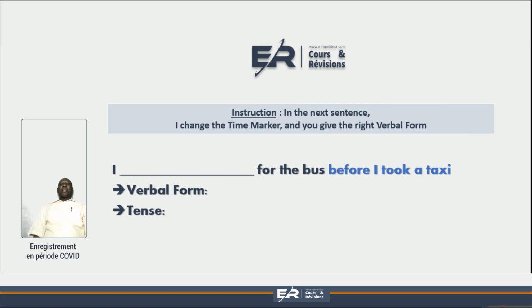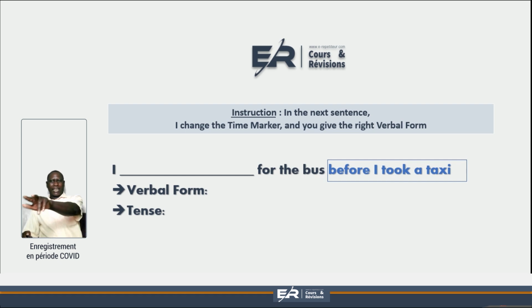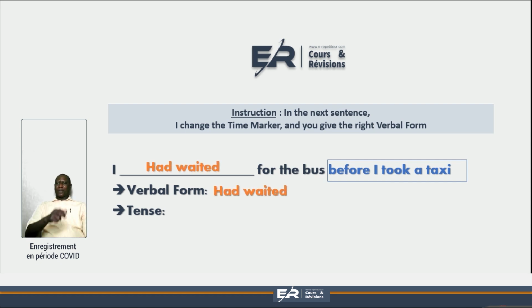I for the bus before I took a taxi. Time marker: before I took a taxi. Verbal form, it's not very easy, but not complicated. Just look at the context. I had waited for the bus before I took a taxi.